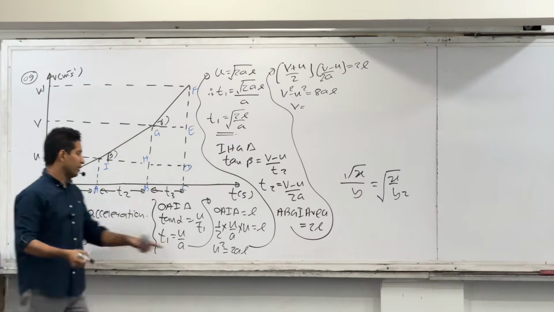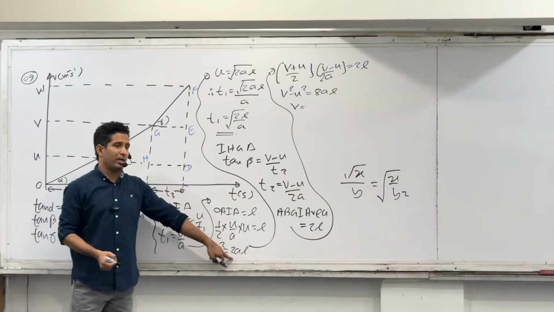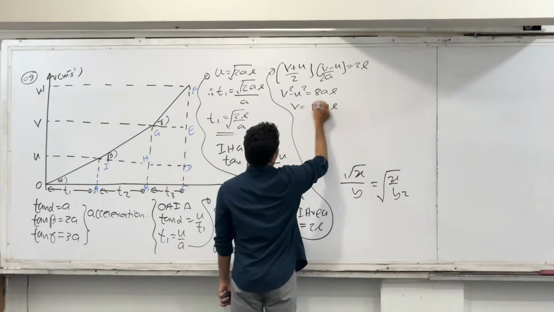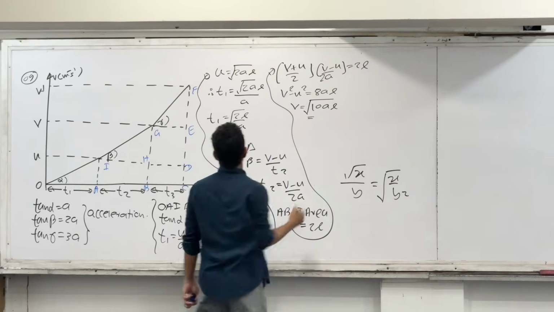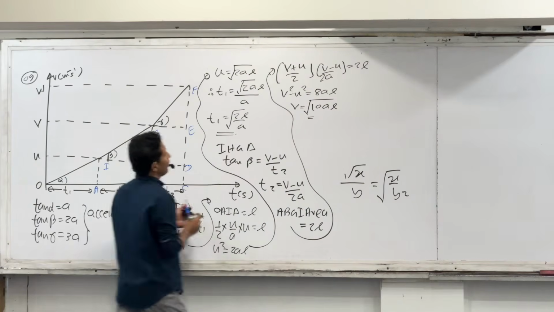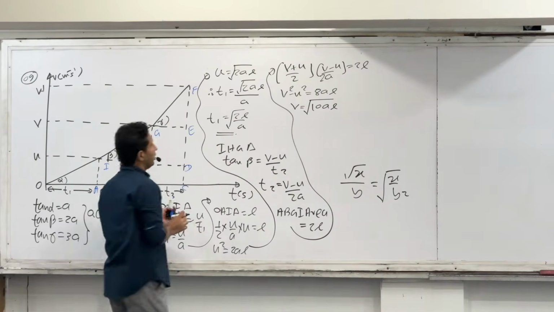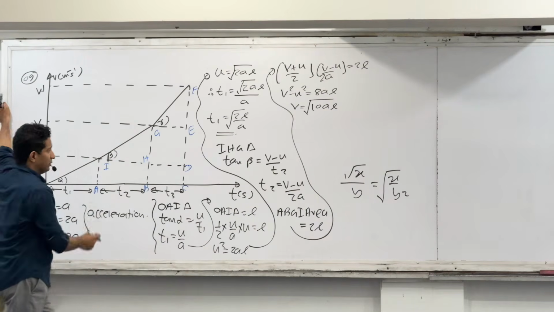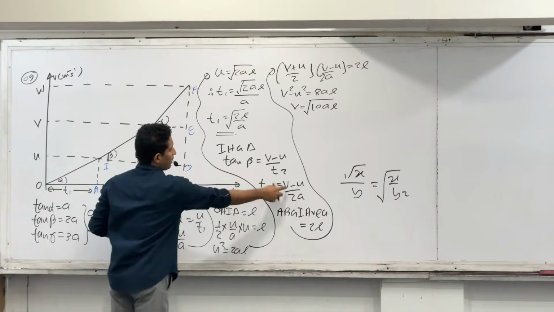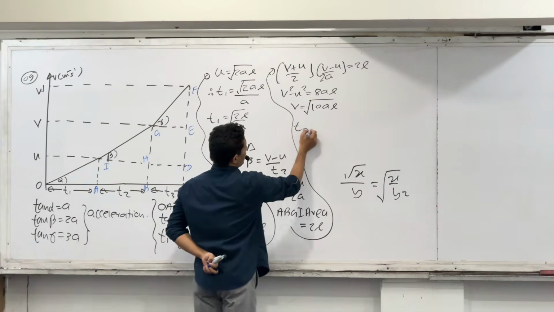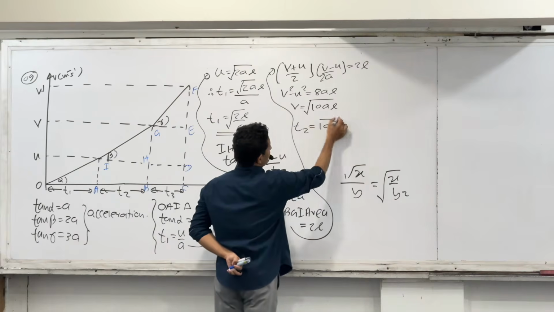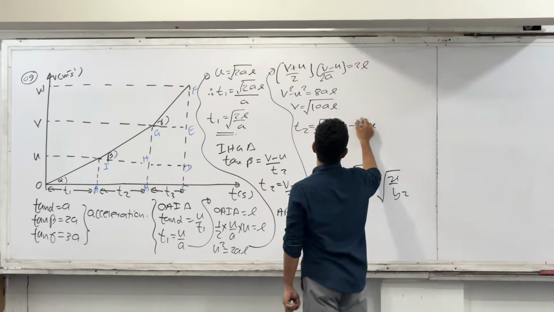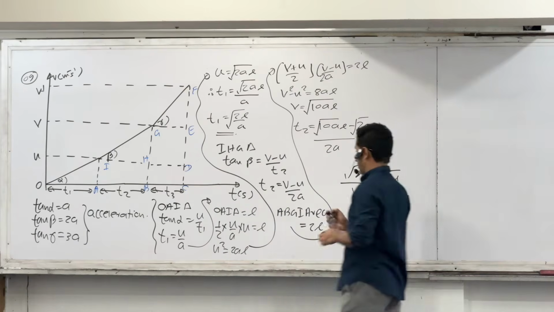What was U squared? That was 2AL. Then when you take U squared to the other side, V equals the square root of 10AL. We have found V, but V is not the final answer. Now we need to find T2. T2 was V minus U over 2A. So T2 equals root 10AL minus U, and U was root 2AL, divided by 2A.